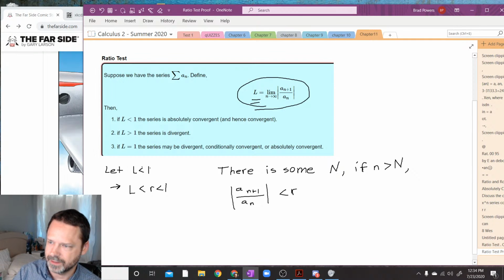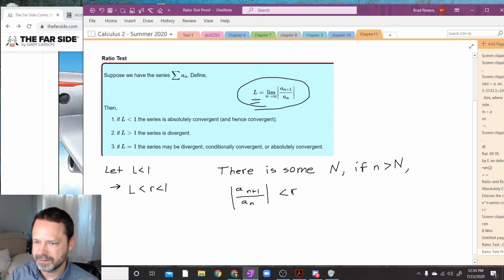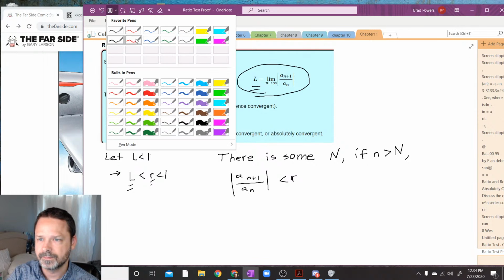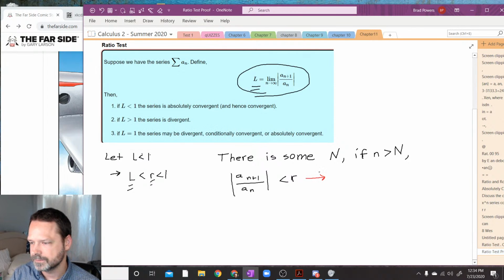We can do that for sure because we're talking about a limit, right? We got this limit L. We know that as values for n get large enough, it's going to be approaching L, and that's going to be less than r. So we know at some point we can reach these large n. And if this is true, then just multiplying both sides by the absolute value of a sub n, we would have the absolute value of a sub n plus 1 is less than r times the absolute value of a sub n.